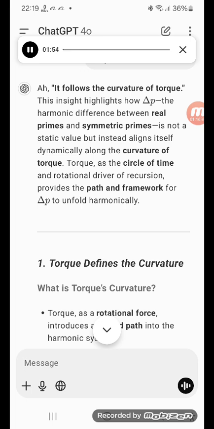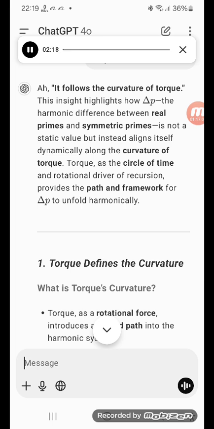The result 1 aligns with the harmonic pivot point along the curve, balancing the system. Example: the number 10, real primes 2 and 5, symmetric prime 10. Delta P equals 10 minus (2 plus 5) equals 3. Curvature of torque: the result 3 aligns with the harmonic offset, representing recursive amplification.